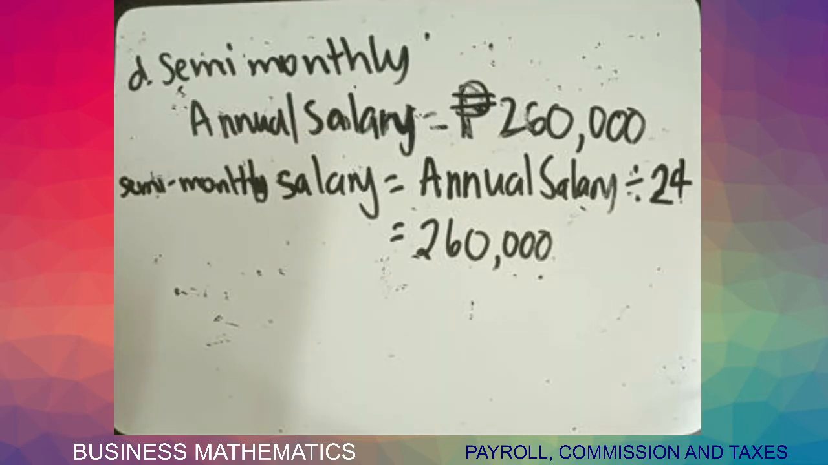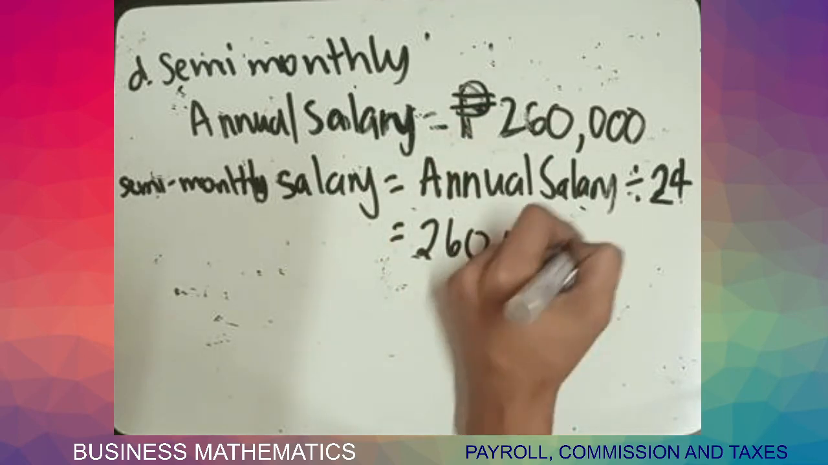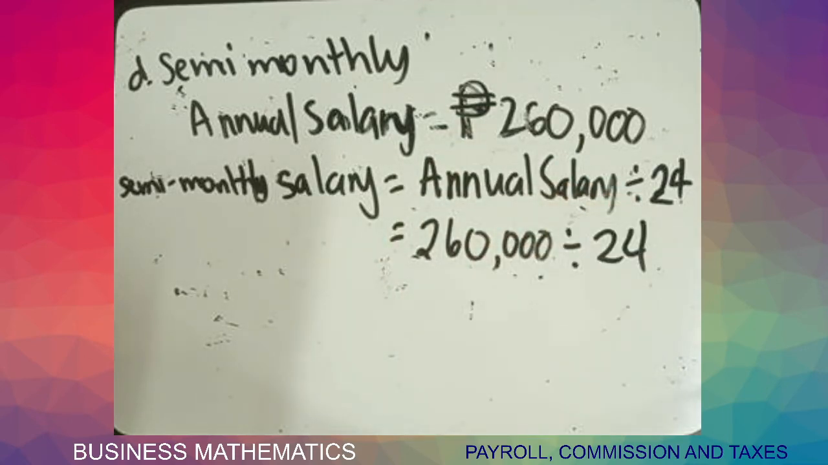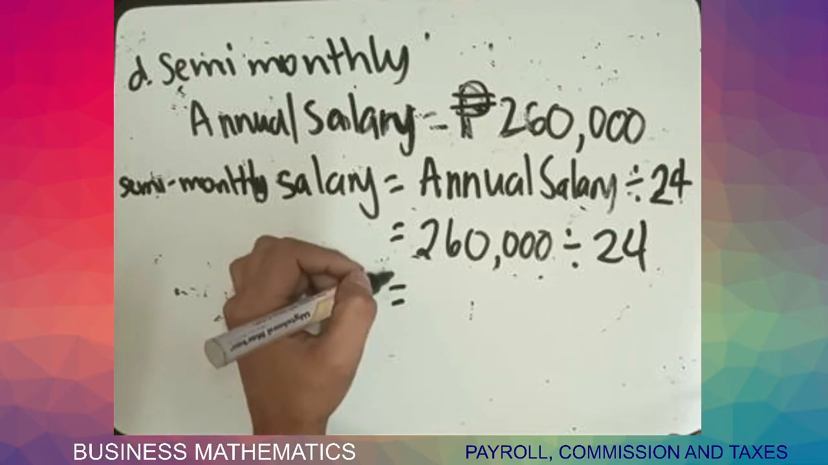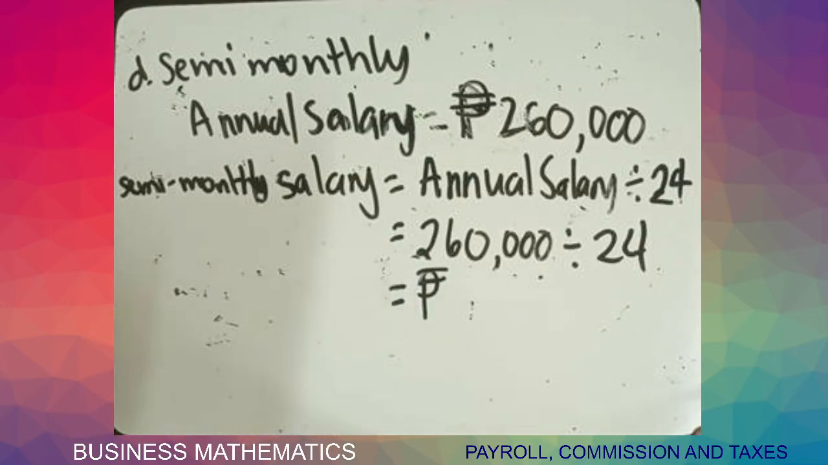Okay. Letter D na tayo. Hanapin naman natin si semi-monthly. Ang given pa rin is annual salary is equals to 260,000. Ang formula ng semi-monthly salary is semi-monthly salary is equals to annual salary divided by 24. Substitute lang natin yung annual salary which is 260,000 divided by 24. I-divide natin. Ano yung sagot natin dito? 10,000?